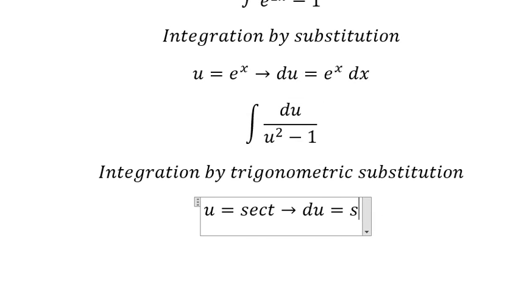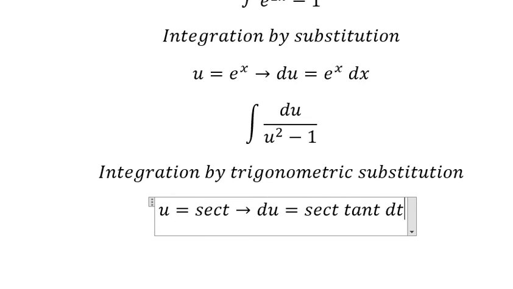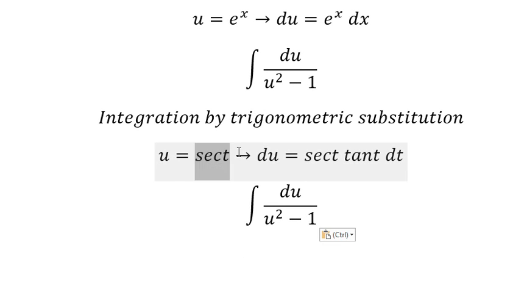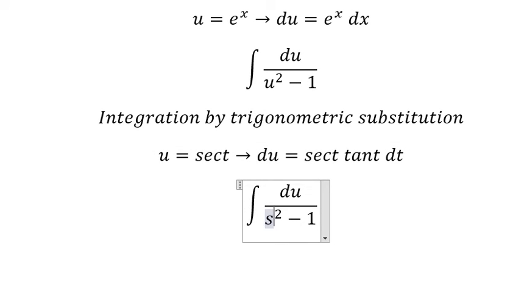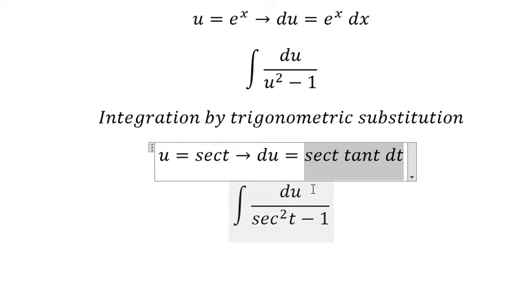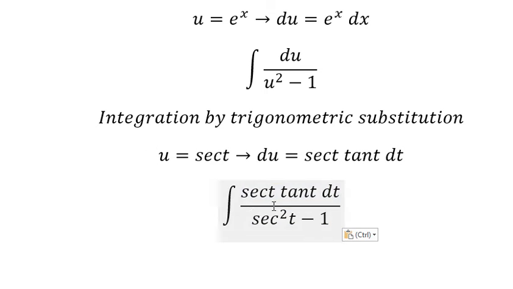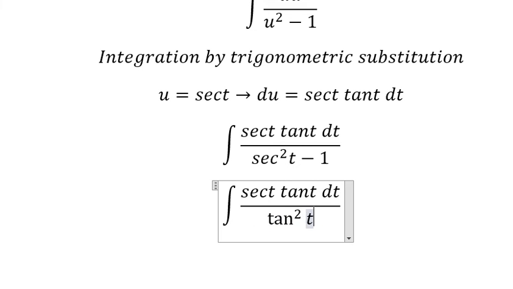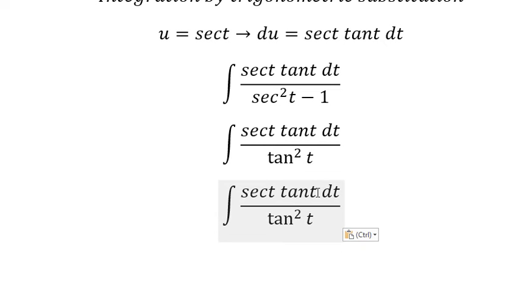For du we have secant of t tan t dt. First derivative of this one, you get this one. Now I will put this one going here. Du we change by this one. Secant of t squared minus 1 we change to tan t squared. Tan t we simplify.